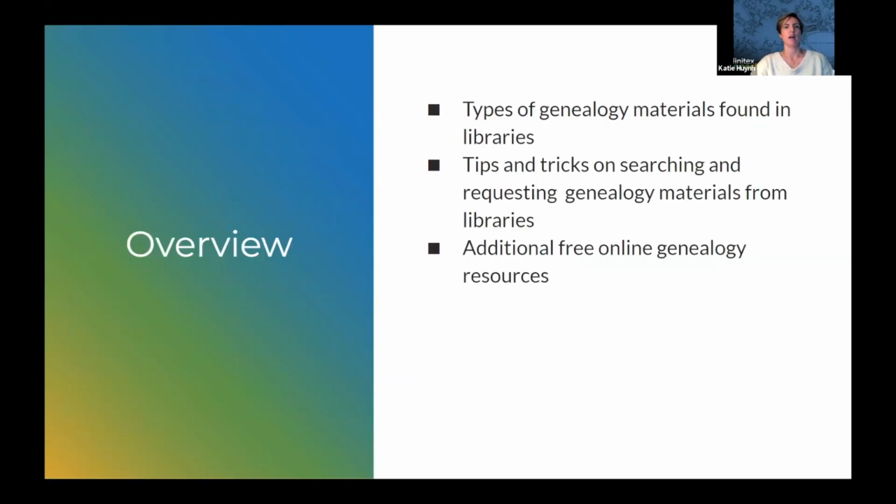All right. So during this session, I will be going over the types of genealogy materials that are found in libraries. I'll go over some tips and tricks on searching and requesting these materials from libraries. I'll mostly be focusing on libraries in the Minitex network because that is usually what I mostly use, but you can apply these techniques to pretty much any library catalog or database. Then I'll be going over some free online genealogy resources. So hopefully after this presentation, you'll have a better understanding of what can be attained from libraries and some better ways to search and request genealogy materials.